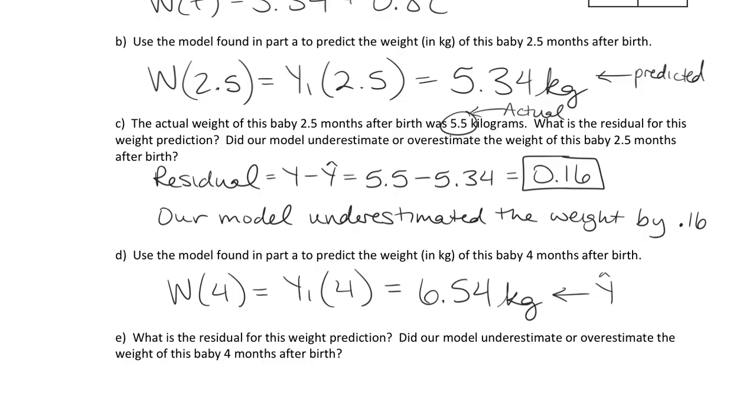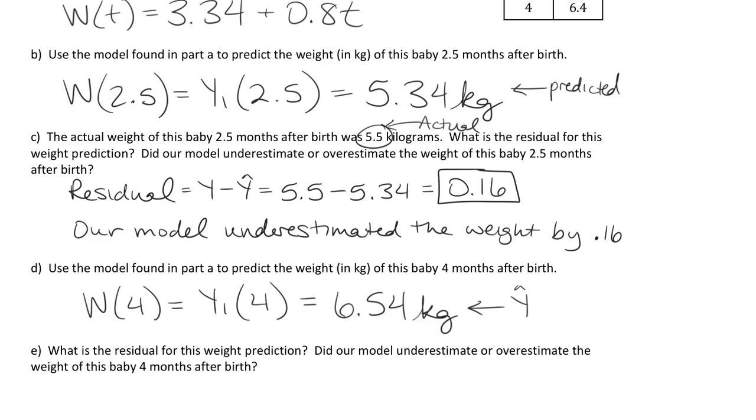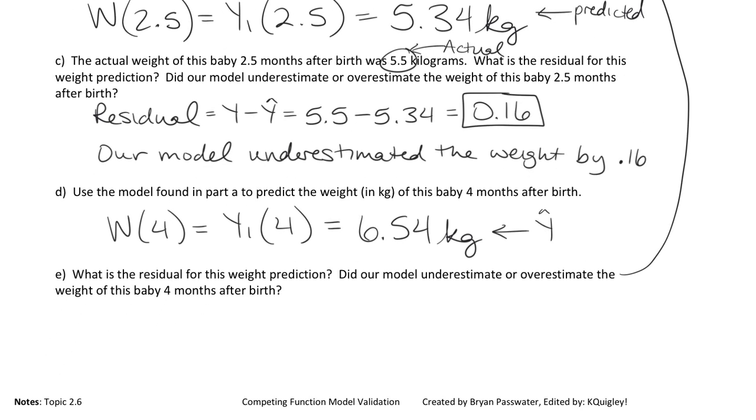And a lot of you fell for my trick. It didn't tell you the weight prediction in this question. Where did you have to go find the weight? In the table. In the table, it tells me that at 4 months, this baby actually weighed 6.4. So we are going to use this information as the actual value. So when we make the residual, which is residual equals y minus y hat, we would do 6.4 minus 6.54, and we'd get the residual is negative 0.14.